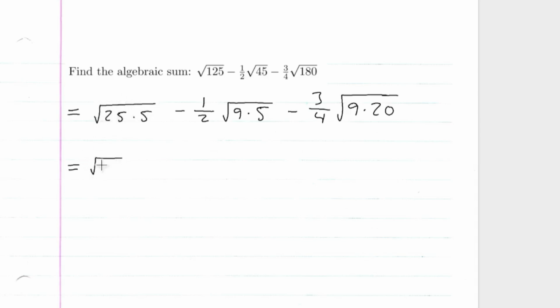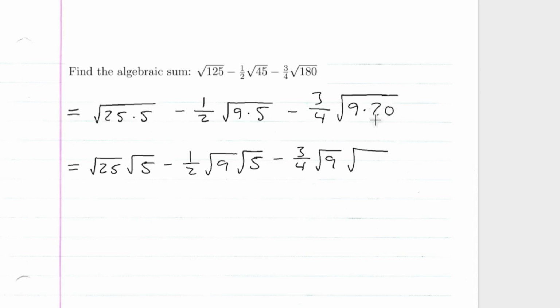I can separate this. This is the same as the square root of 25 times the square root of 5, minus 1 half times the square root of 9 times the square root of 5, and then minus 3/4 times the square root of 9 times the square root of. So for 20, instead of writing 20, I can write 5 times 4, right?